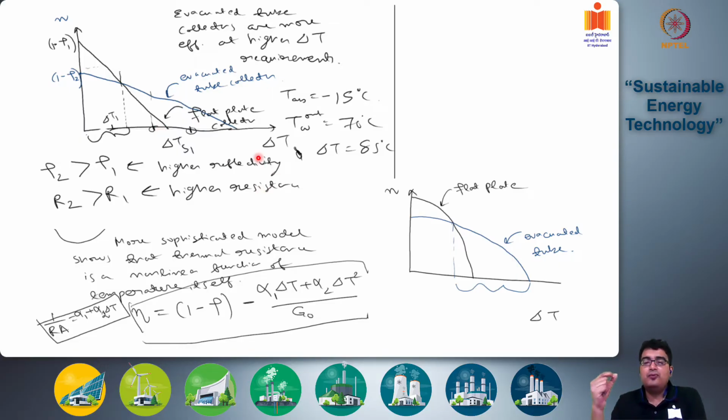And this is very useful if you think of cold climates. So in winters, say in northern Europe or Canada, your ambient temperatures can go below freezing. It can be minus 20 degrees, minus 15 degrees centigrade. To get your hot water to say 70 degrees centigrade, which is kind of the minimum you would need for usual domestic applications, the temperature difference there will be T water out minus T ambient, which is 85 degrees. So this delta T would be around 85 degrees.